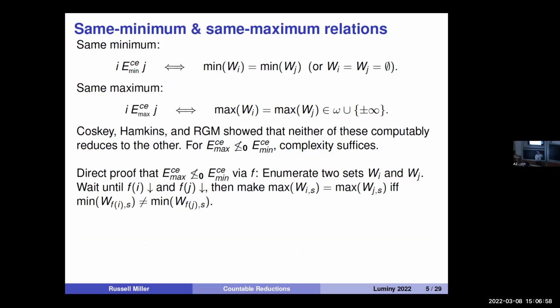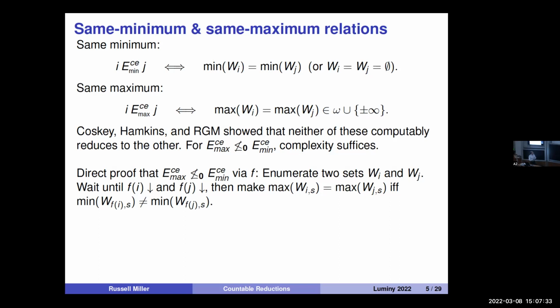Here we're talking about relations on omega, 2 very specific relations where for an index I, you think of I as representing a CE set, W_I, just in the standard numbering. And the relation between 2 such indices is that the corresponding CE sets have the same minimum. And just to be clear, if you're talking about the empty set, we'll say that its minimum is positive infinity. And so if W_i and W_j are both empty, that counts as having the same minimum.